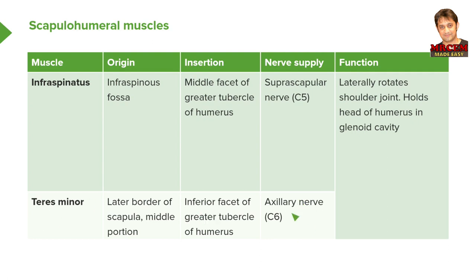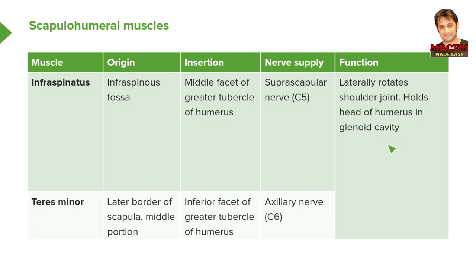They don't all pass to the same place. Teres minor is innervated via the axillary nerve. Remember, we saw that supplying deltoid. These two muscles, infraspinatus and teres minor, help to laterally rotate the shoulder joint, and they hold the head of the humerus in the glenoid cavity. And this is really important.